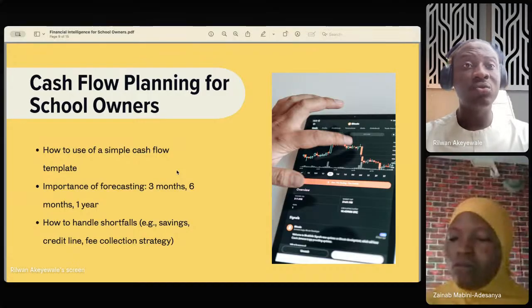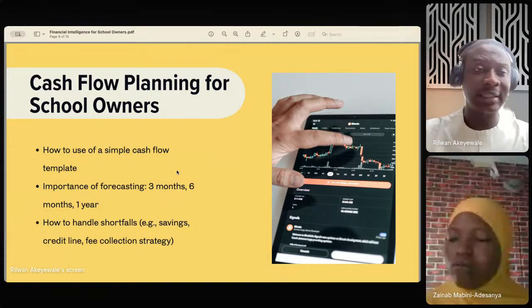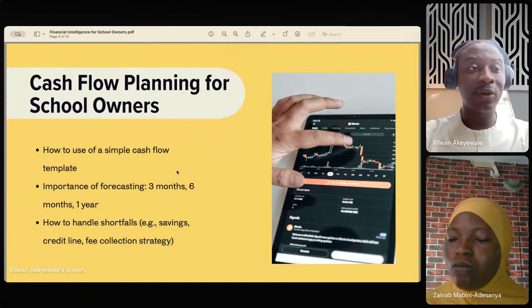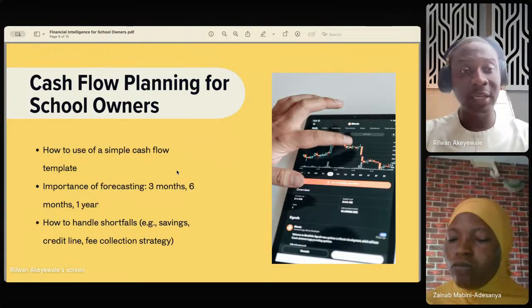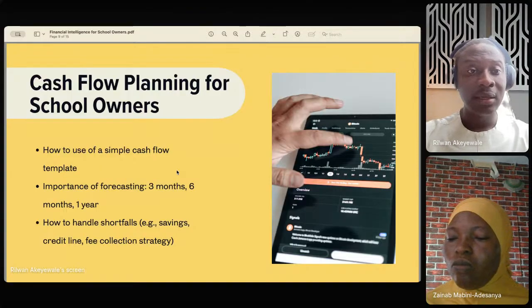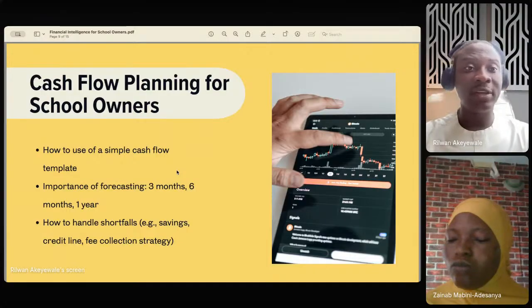So you also need to forecast. You need to forecast every time. You need to plan the time ahead. All right. You need to forecast, even monthly, biannually, and annually. And also, if there is a shortfall, you need to have a plan for it. Okay, if the amount of income that is coming in doesn't match up to the expenses that you need to pay, how do you buffer that difference? So you need to plan for it.